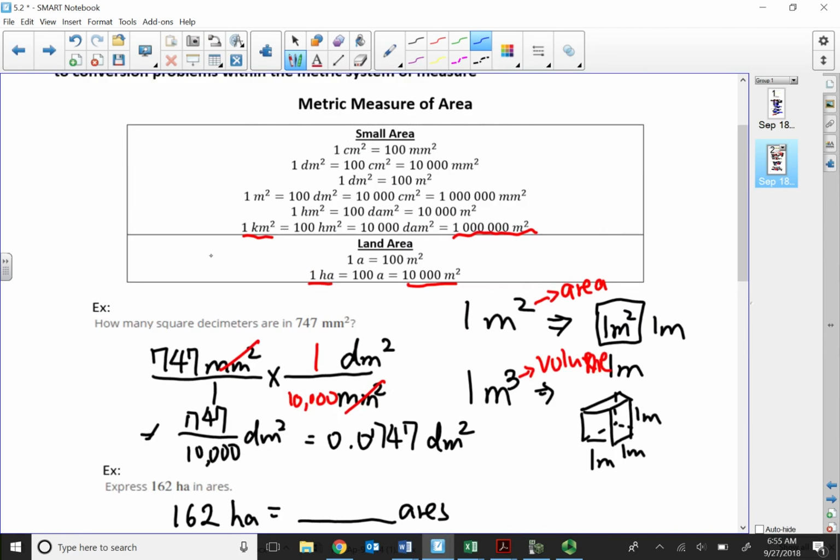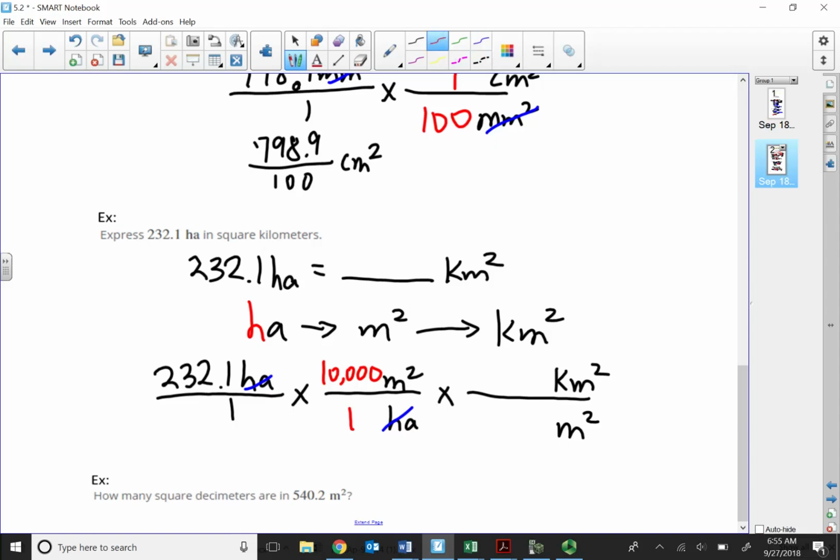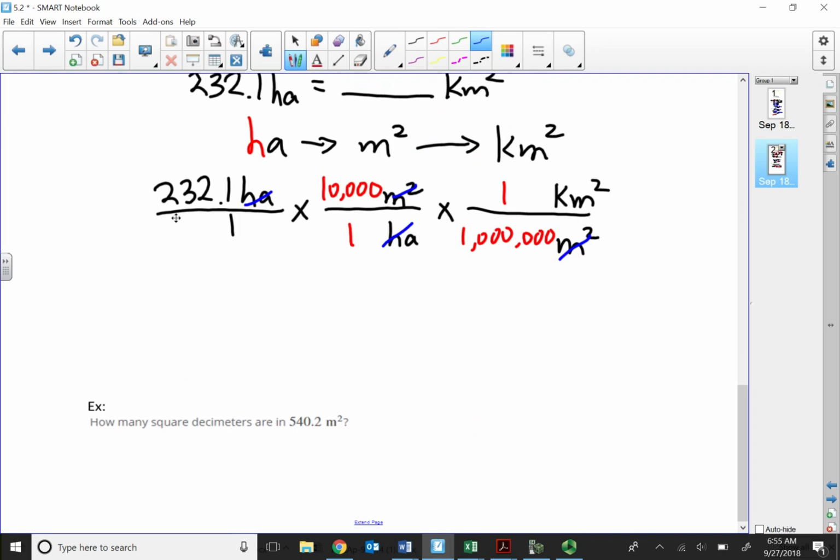The ratio is 1 to 1,000,000. 1 square kilometer is 1,000,000 square meters. So now the square meters cancel out. Okay. So let's take a look. This problem becomes 231.1 times 10,000 and then divided by 1,000,000.